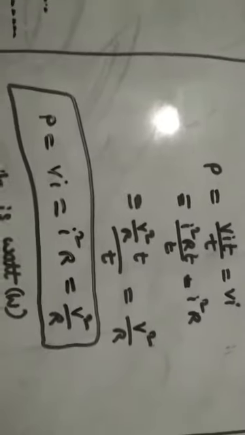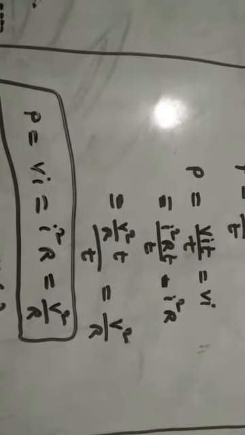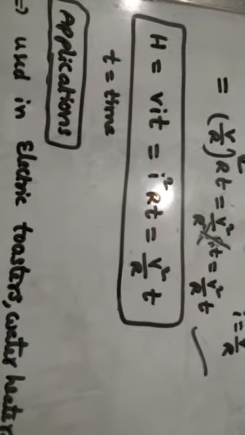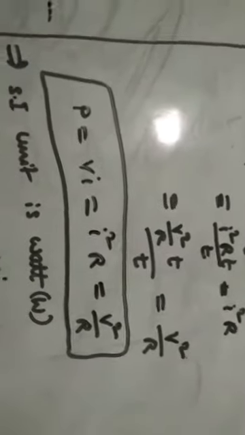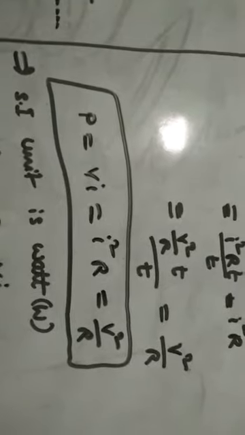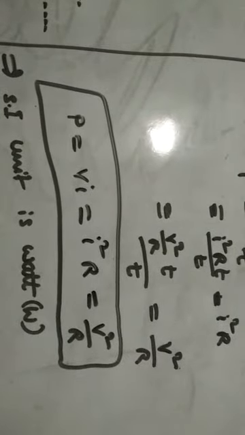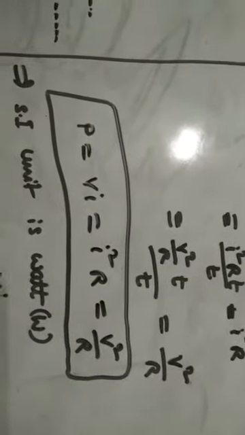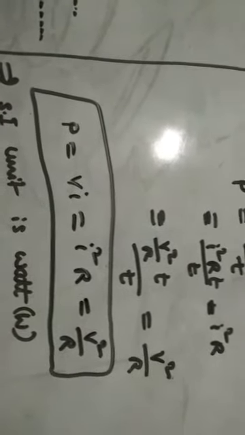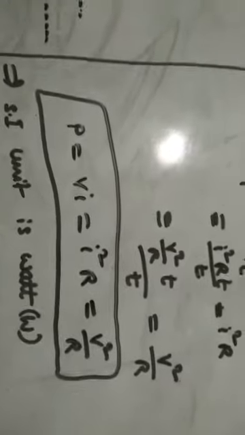So finally, electric power also has three formulae. See the difference here. In the formula of H, time T is there extra. But in this formula of electric power, T is cancelled. Electric power P equals VI, potential multiplied with current, which is also equal to I square R, which is also equal to V square by R. These formulae are very useful even in 12th class also.